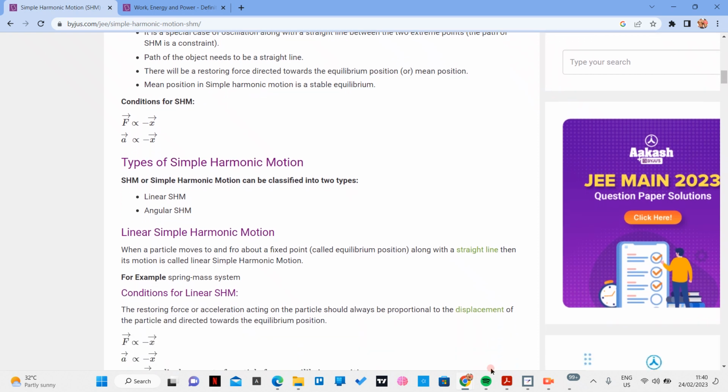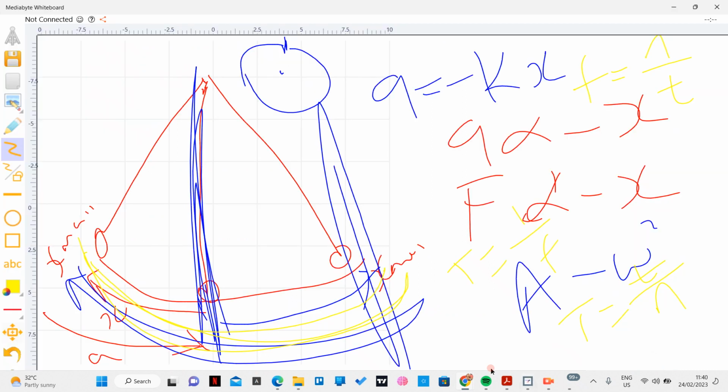Now the linear: when the particle moves to and fro from a fixed point, the fixed point being the equilibrium position, also referred to as the mean position, along a straight line, then its motion is called what? Linear simple harmonic motion. An example of that case is a loaded spring, so it moves up and down.